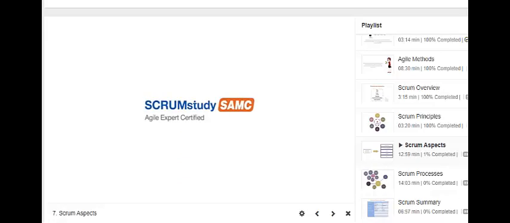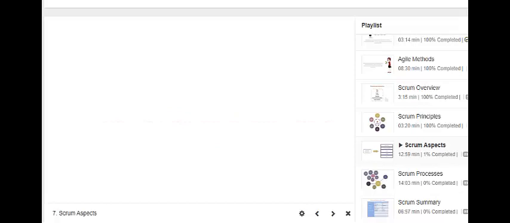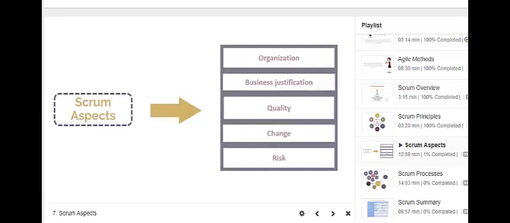Previously, we saw the key principles of Scrum in detail. This module will introduce you to the various aspects of Scrum, which must all be addressed and managed through a Scrum project. The 5 Scrum aspects that we will discuss in this module are organization, business justification, quality, change, and risk. In the SBOK guide, all 5 Scrum aspects are presented in chapters 3 through 7. We will be discussing all of them one by one, but let's first start with the very first aspect, organization.